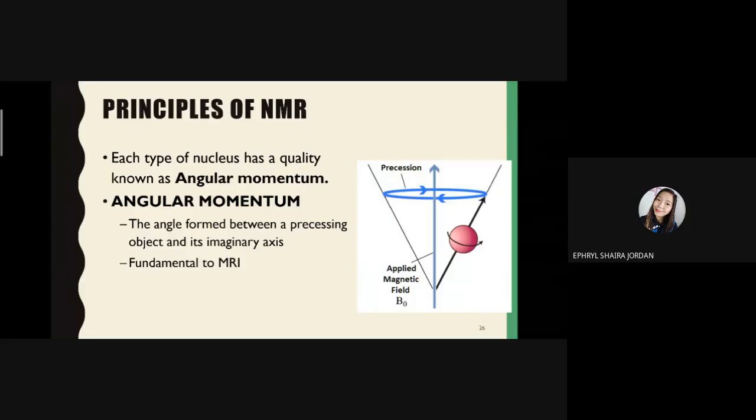Each type of nucleus has a quality known as angular momentum. Angular momentum is the angle formed between a precessing object and its imaginary axis. So angular momentum is fundamental to MRI.